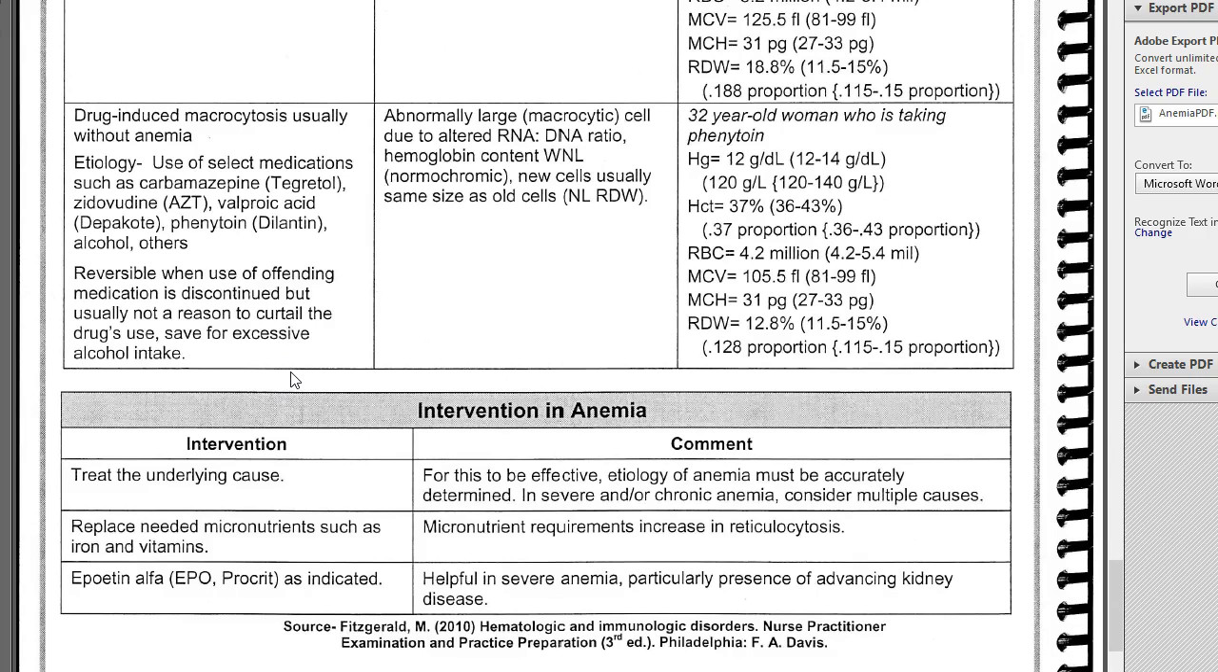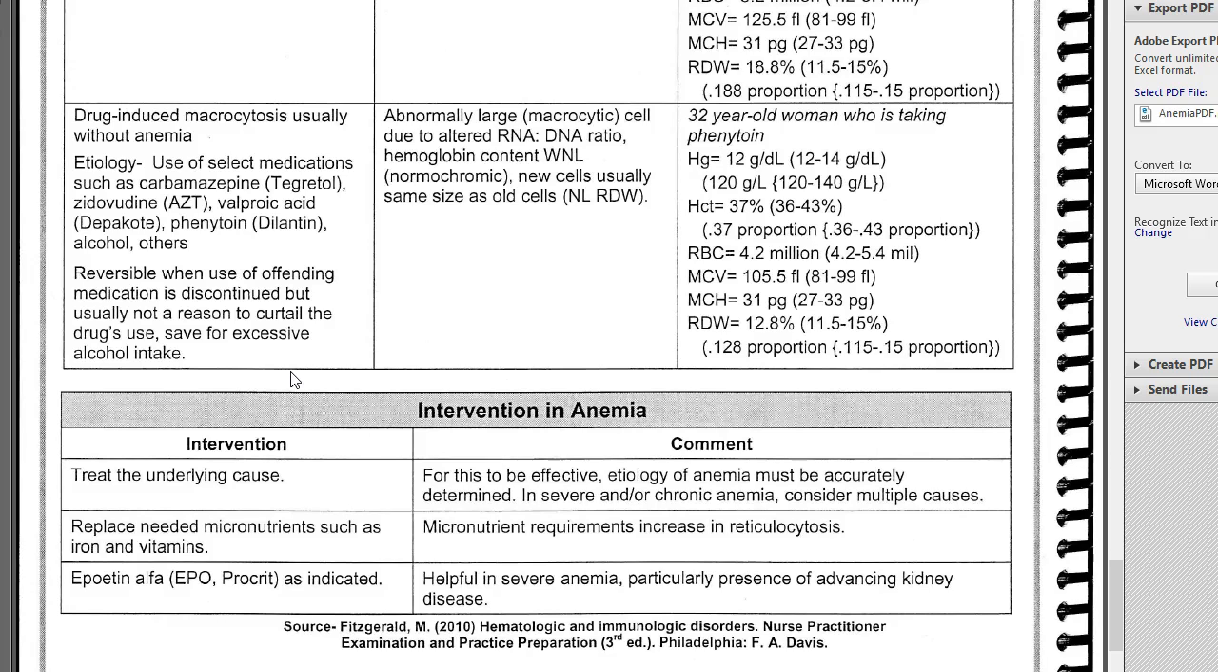So anemia of chronic disease. Again, this is something you're going to find commonly in people that have chronic health problems, chronic inflammatory issues, whether it be infection, arthritis, renal insufficiency, hypothyroidism, cancer patients have malignancy.